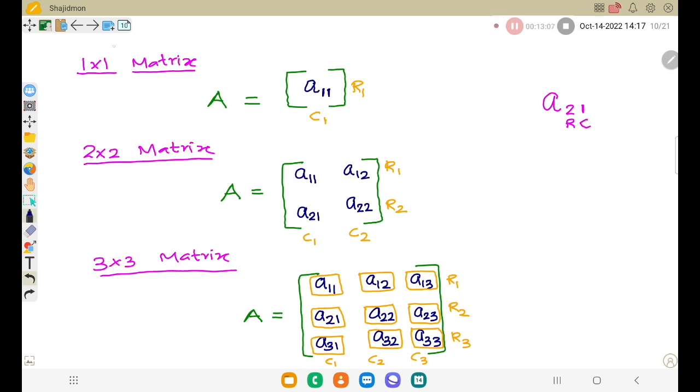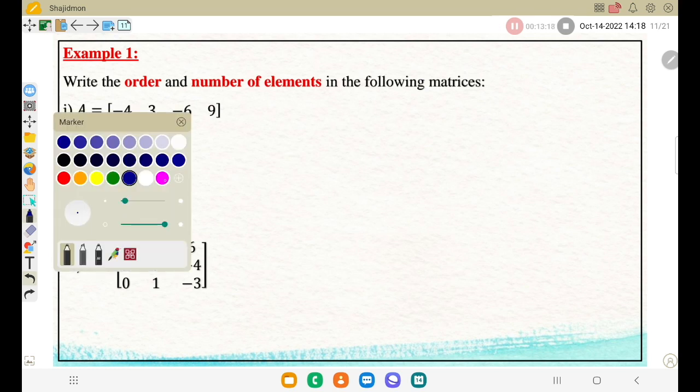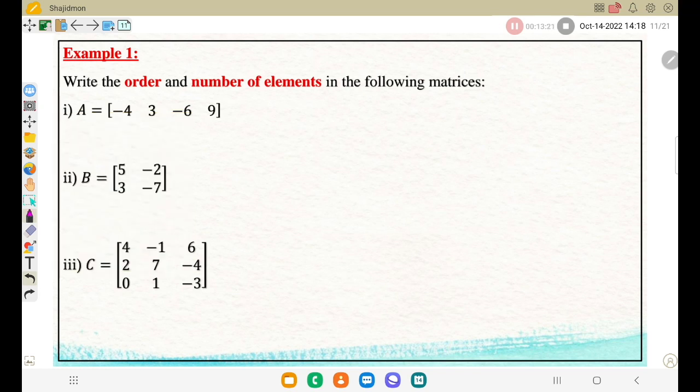Now we will go through some examples. For example, write the order and number of elements in each of the following matrices. Okay, how many elements and what is the order of the matrix? For example, here the first one, A equals the matrix -4, 3, -6, 9, correct? So first we need to write what is the order of this matrix, and how many elements are in that matrix. Okay, so you can directly write it, it is easy.